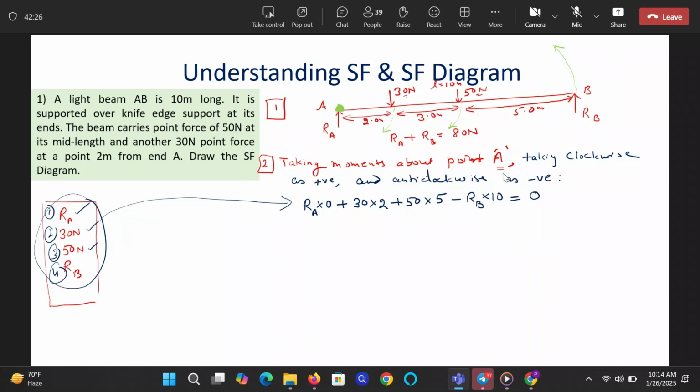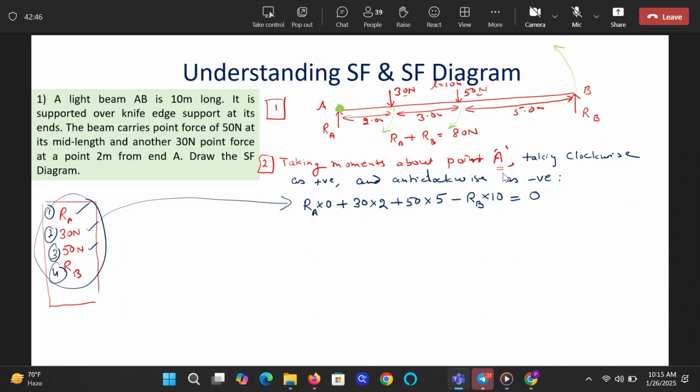80 is RA plus RB, beta. Yes, they are forces. 80 newton is a force. This equation is for the moments. This equation is not in force. Okay, sir. Correct. This is the equation of the moments, and that 80 newtons is force, right? They are two different things altogether, right?